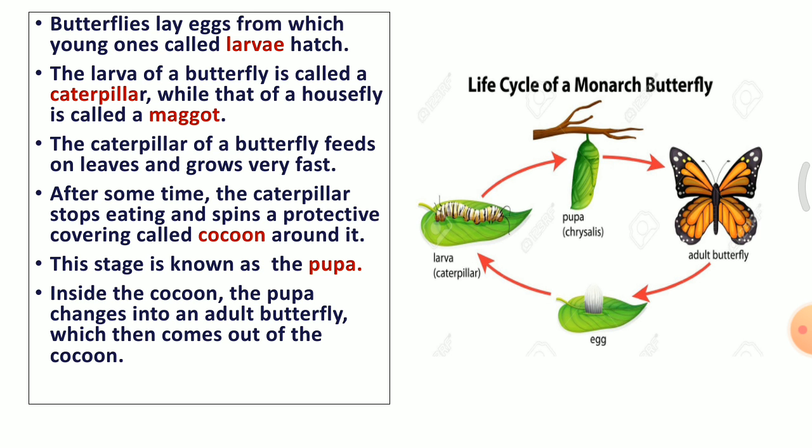The young one of the butterfly is called caterpillar. If you take the housefly, the young one of the housefly is called maggot.